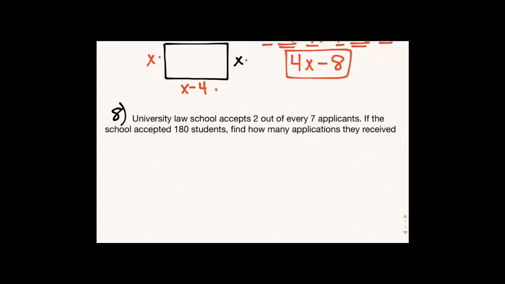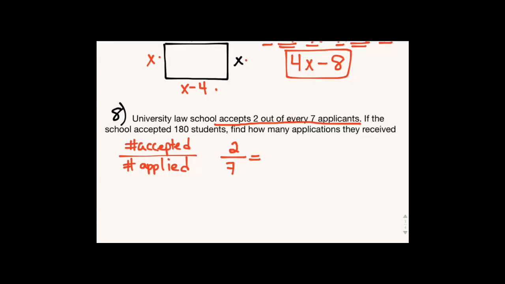Okay, number 8. University Law School accepts 2 out of every 7 applicants. If the school accepted 180 students, find out how many applicants there were. So we want to set up a proportion. We have the number of accepted students over the number of applied. So when we start out, it says they accept 2 out of every 7 applicants. So that means the left side of our proportion is going to be 2 over 7.